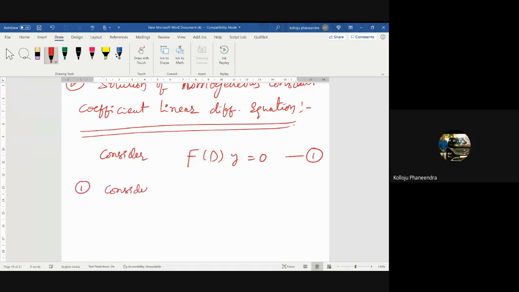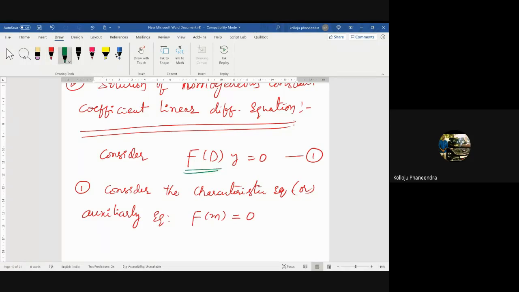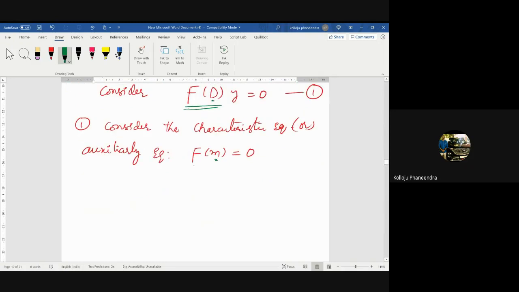Step 1. Consider the characteristic equation, or it is also called the auxiliary equation. Capital F of m equal to 0. The idea is, this is capital F of D, the operator. Just replace this D by m, write only F of m, and equate it to 0. This is an equation in m.